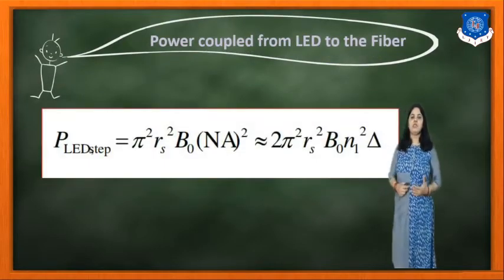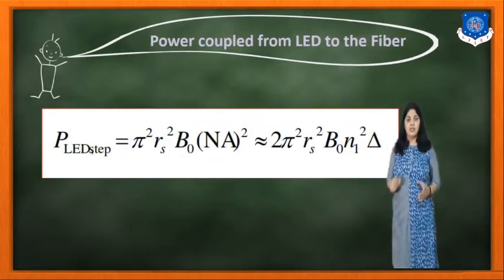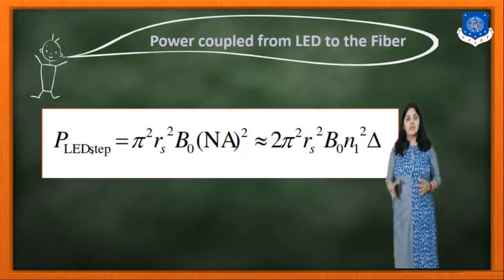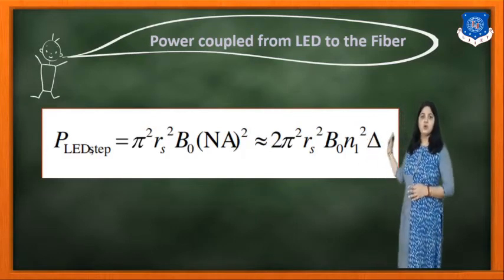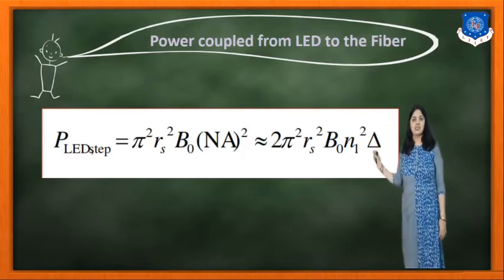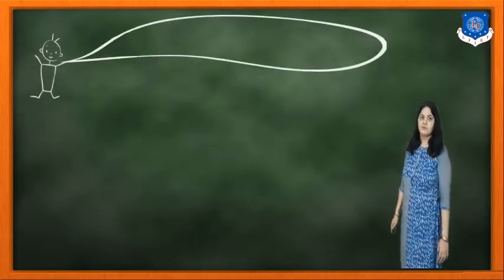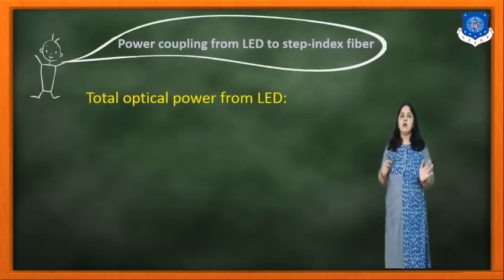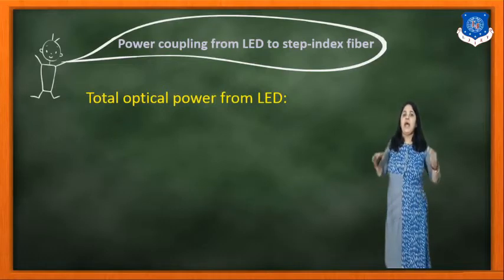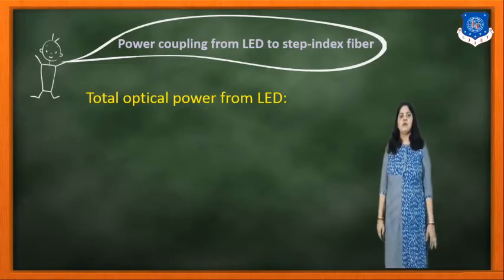So the final equation is P LED for the step index fiber is pi square rs square b0 NA whole square. It is equal to 2 pi square rs square b0 n1 square into lambda. So this is for the power coupling from LED to the step index fiber.